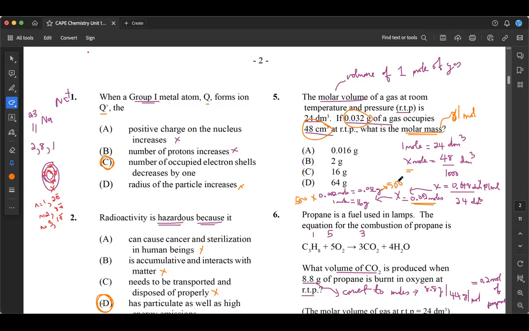0.032 times 500, we come out with 16 grams. So our molar mass is 16 grams.